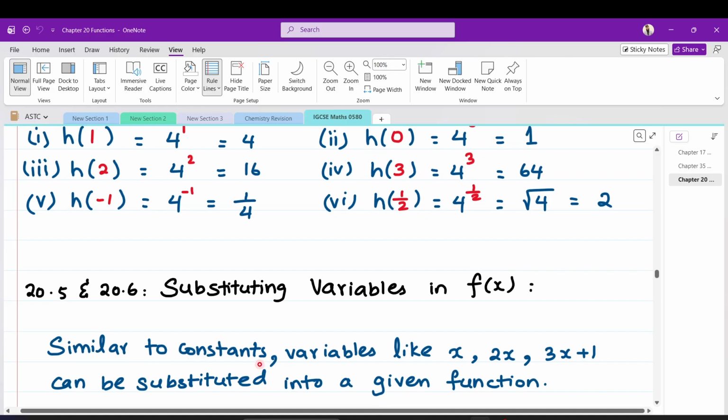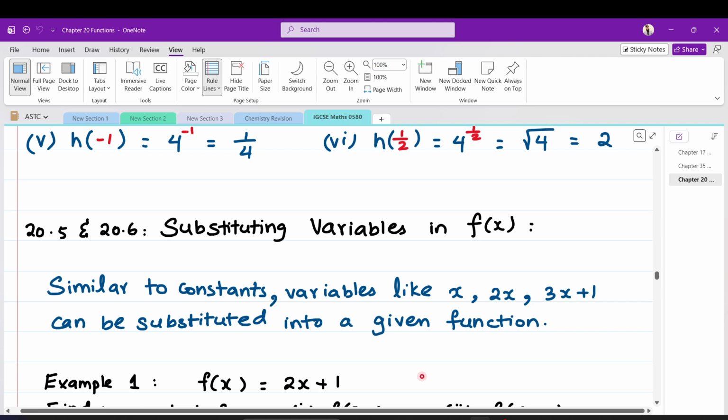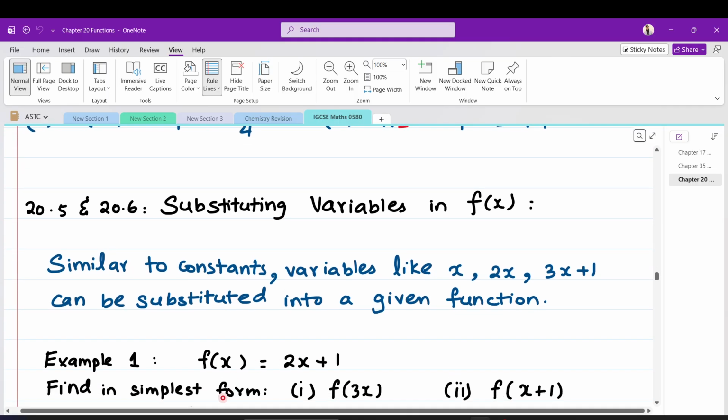Similar to constants, variables like x, 2x, 3x plus 1, or something that is subtracted like 5x minus 4 and so on, can be substituted into a given function. So again, let us take an example. F of x is equal to 2x plus 1. This is the function which is given to you. Find in simplest form f of 3x.